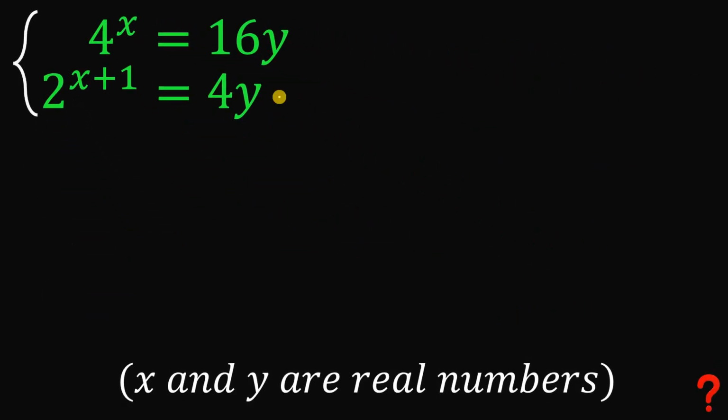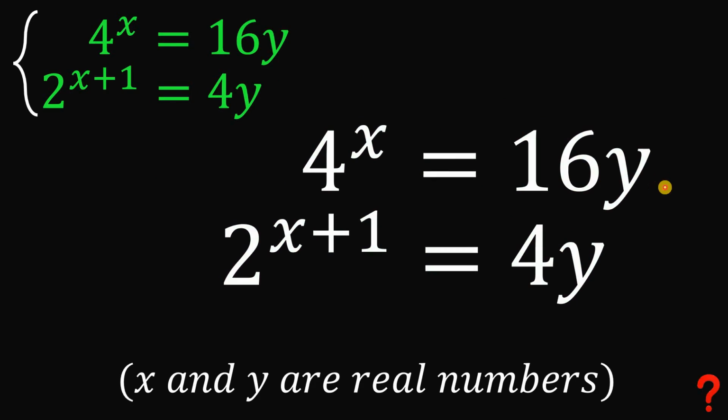Alright, so to answer this question, we're going to get these two given equations. We have 4 raised to the power of x equals 16y, and 2 raised to the power of x plus 1 equals 4y. Now, to solve for the values of x and y, we're going to use the elimination method. That's true. We need to eliminate one variable and solve the value of the other variable. Now, to do that, we're going to divide these two equations, because 16y divided by 4y, this variable y automatically cancels out.